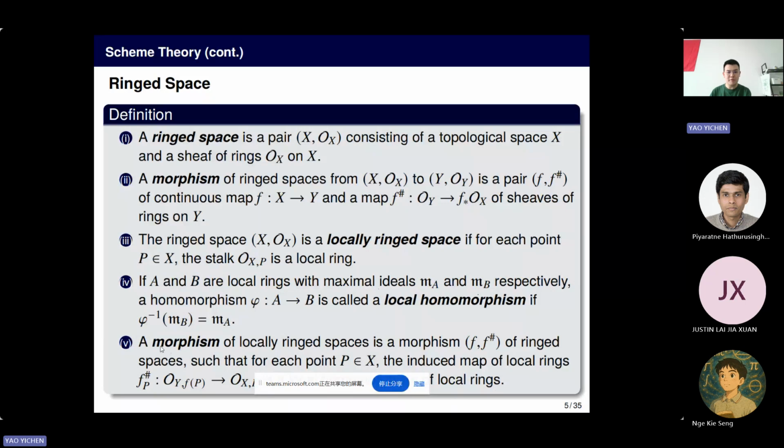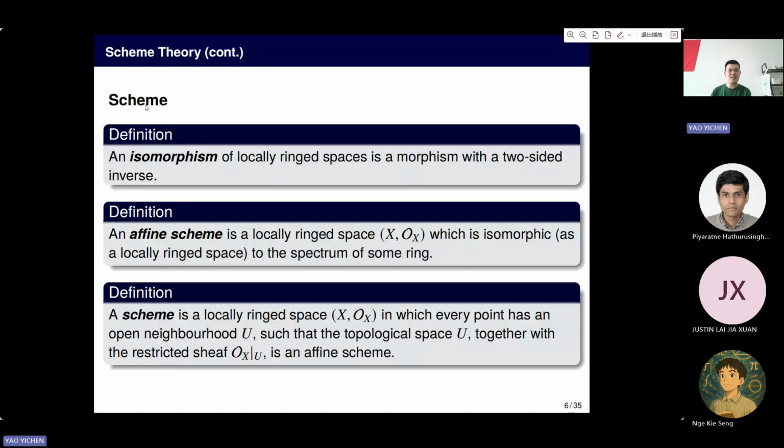And we define a morphism of locally ringed spaces as a morphism of ringed spaces such that the map of local rings f^#_P, where P means the stalk, from O_{Y,f(P)} to O_{X,P} is a local homomorphism of local rings. And then we come to what is a scheme.